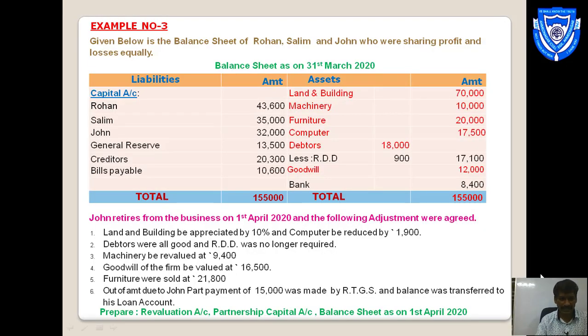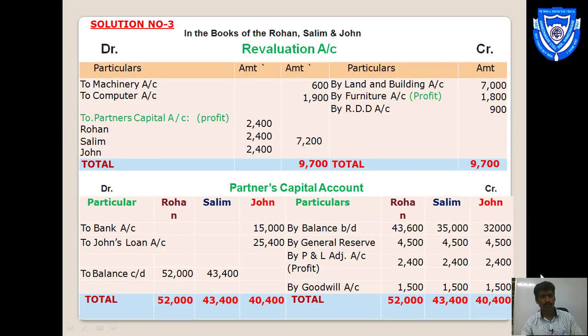Machinery account. Let us see the adjustment of the machinery. Machinery be valued at rupees 9,400. You can see here on asset side, machinery's opening balance is rupees 10,000, but it is revalued at 9,400. That means rupees 600 is less. That means it is reduced. So it is definitely our loss, and we can show it on debit side of revaluation account. You can see to machinery account rupees 600.